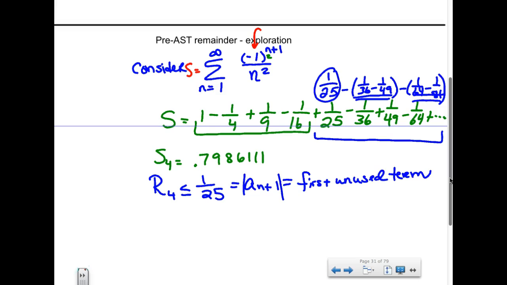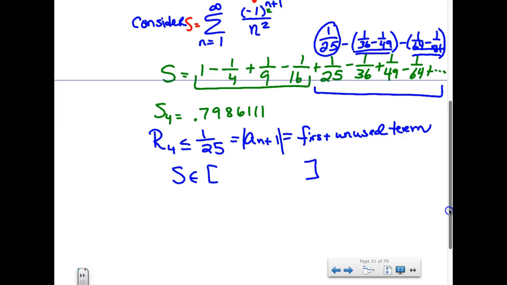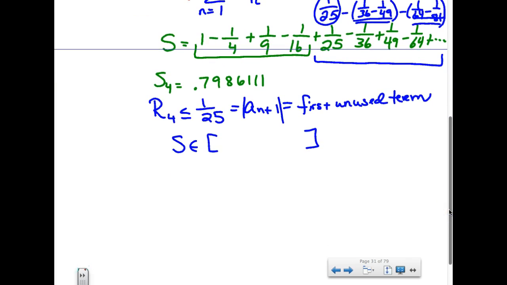So I can get a window. This is what I know about my sum. My sum has to live in a certain viewing window. I can even be more precise than what's required, but this is a minimum amount of precision that you need. The lowest it could be, because again, this is alternating, so I can't assume that the function's always increasing, but the most it can do is go down by this much or up by this much. So if I were to write it with the numbers, I'd say S sub 4 minus 1/25th is the lowest it could be. S sub 4 plus 1/25th is the highest it can be. And that's what we call the error bound.